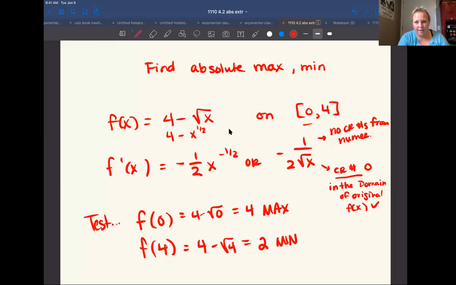So critical numbers, again, come from where the derivative is 0 or undefined. And then if you are doing absolute extrema, you have to test the endpoints, make sure that your critical number lives within the range that you're looking at, and then make sure that the critical number is in the domain of the actual function.